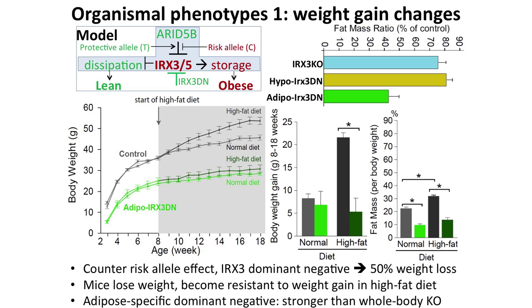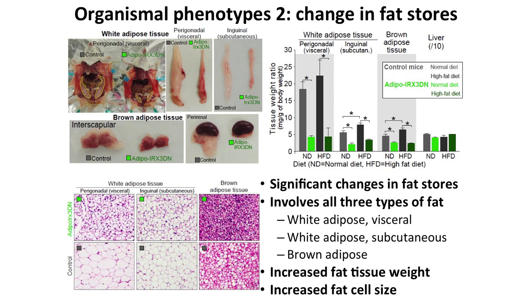And you see that these mice, where I'm now turning off IRX3 and moving towards dissipation of energy and lean, are in fact completely impervious to this high-fat diet. So when you put them on a high-fat diet, they just don't gain weight. It's sort of nice to be that mouse. And you see, again, this dramatic reduction in fat. If you zoom in to the specific fat stores, you see they're dramatically reduced between the adipose dominant negative and the control, again at the histological level.